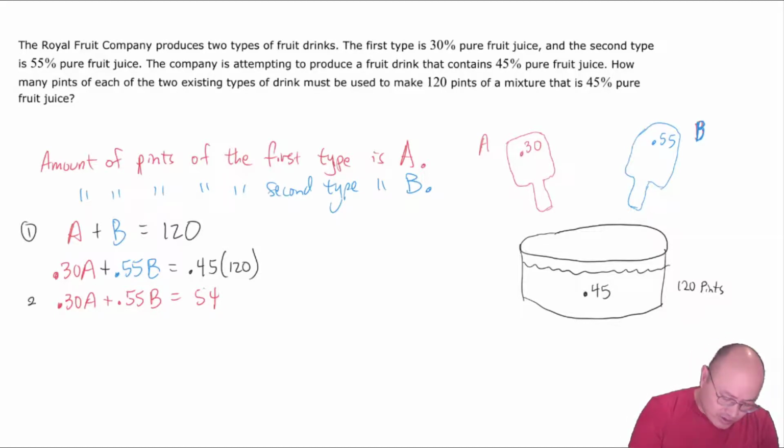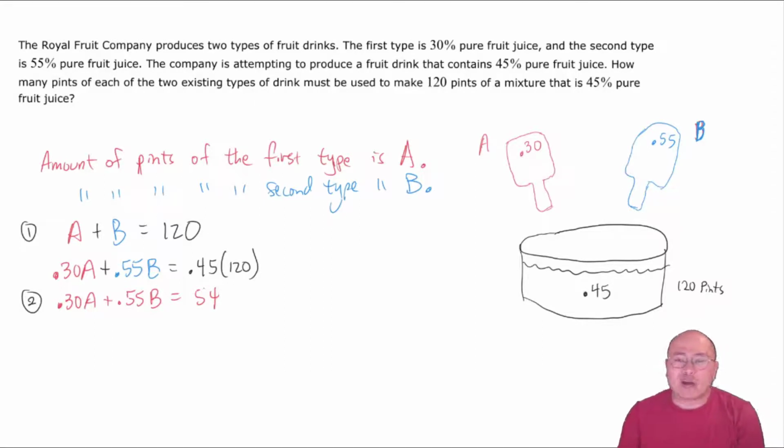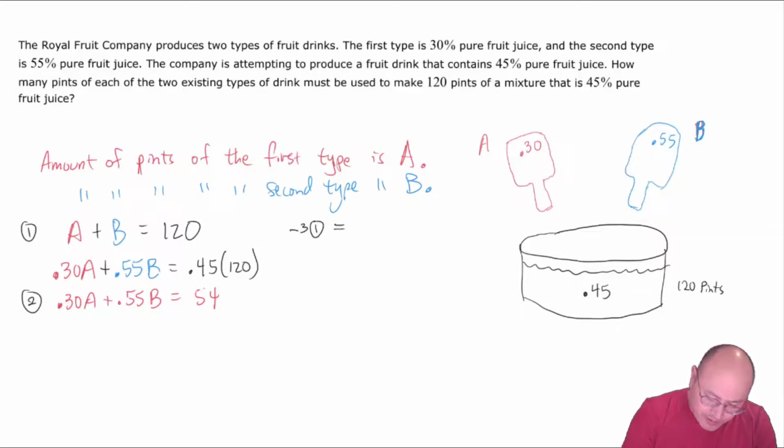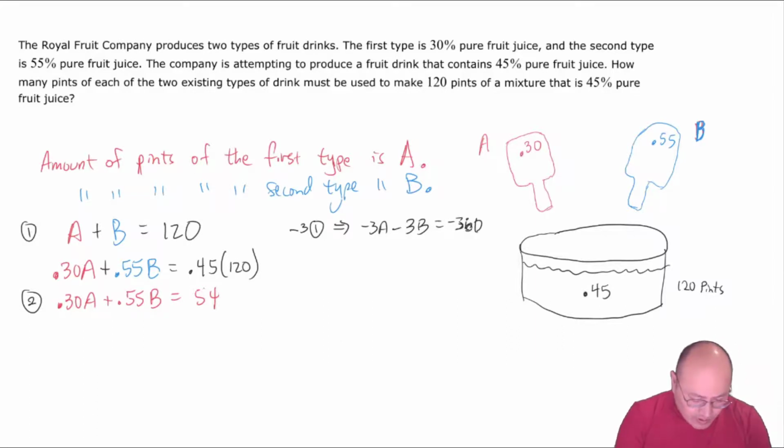I'm going to label this one equation 1 and equation 2. I am going to multiply equation 2 by 100 to eliminate the decimal places. At the same time, I'm going to temporarily eliminate A. So I'm going to do negative 3 times equation 1, which will get you negative 3A minus 3B is equal to negative 360. And I'm going to do 100 times equation 2. Multiply 100 to both sides of equation 2, and we get 30A plus 55B is now equal to 5,400. We're going to use the addition method.